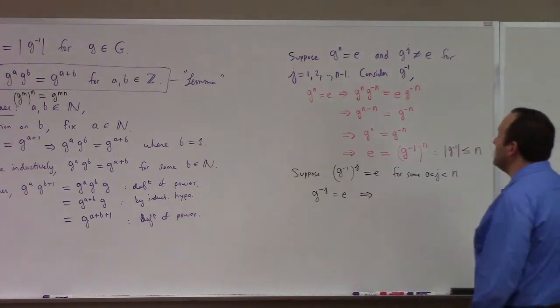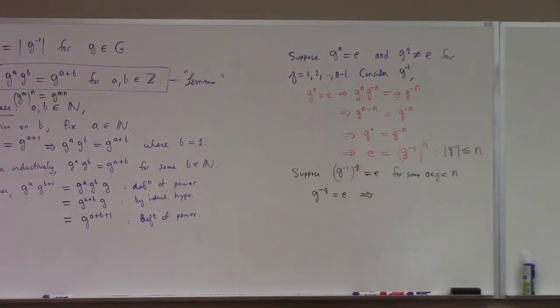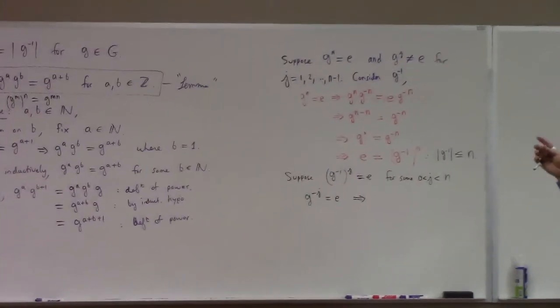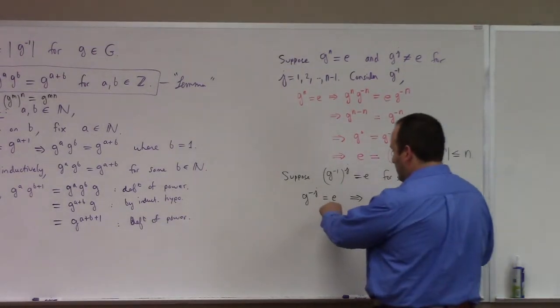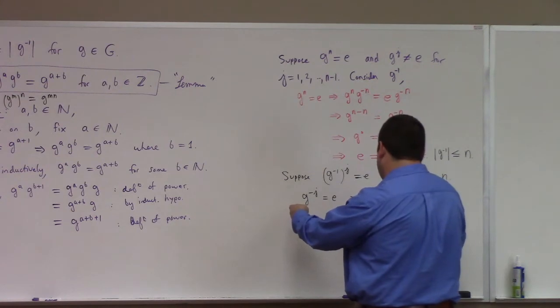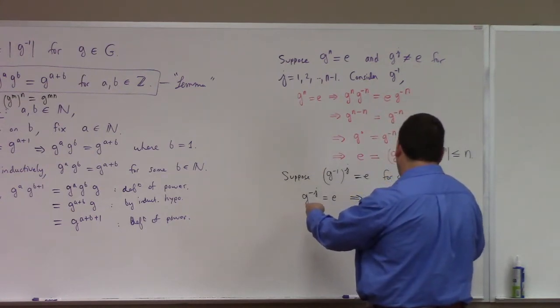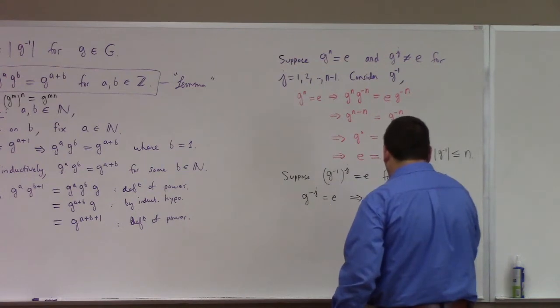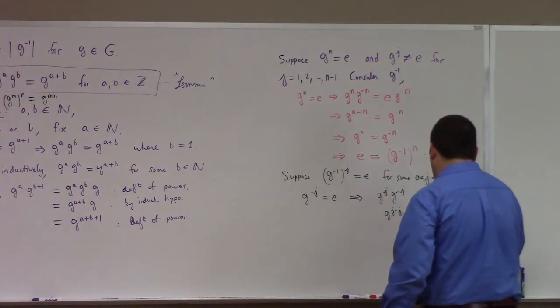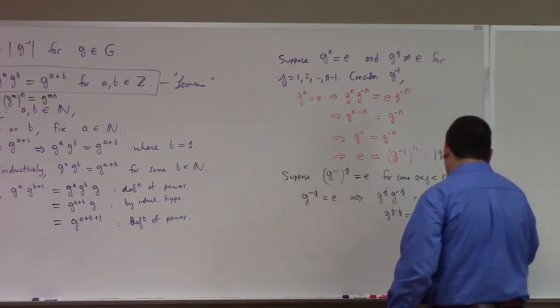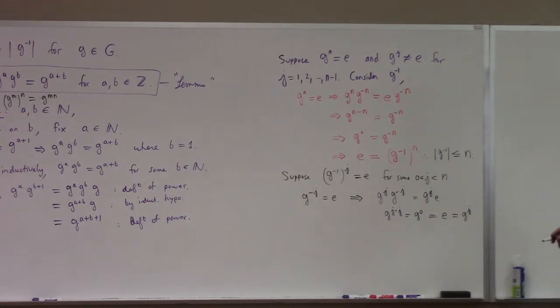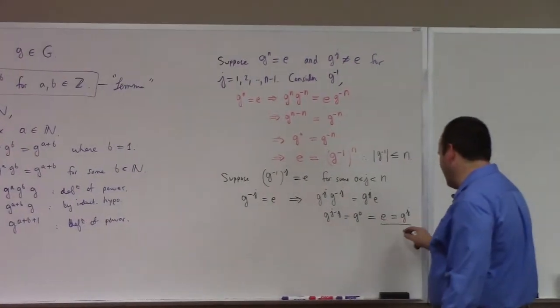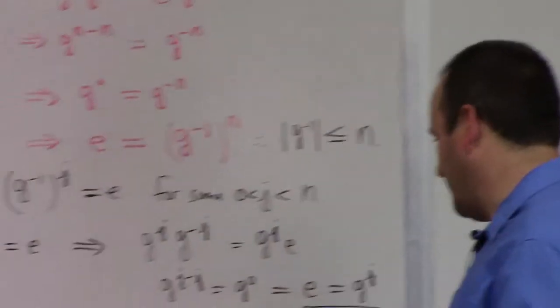What are we looking to contradict? We're looking to show that if g to the minus j is equal to e, that forces the order of g, we want to show that if the order of the inverse is less than n, it forces the order of the element also to be less than n. That's what I'm expecting. So if we just multiply both sides by g to the j, what do you get? So this is again g to the j minus j, which is g to the zero, which is e, and that's equal to g to the j from the other side. Sorry, I'm a little bit sloppy here. But that is a clear contradiction to the assumptions of the problem.